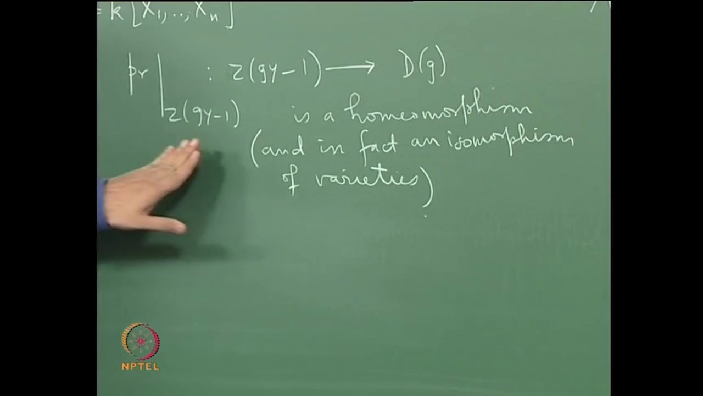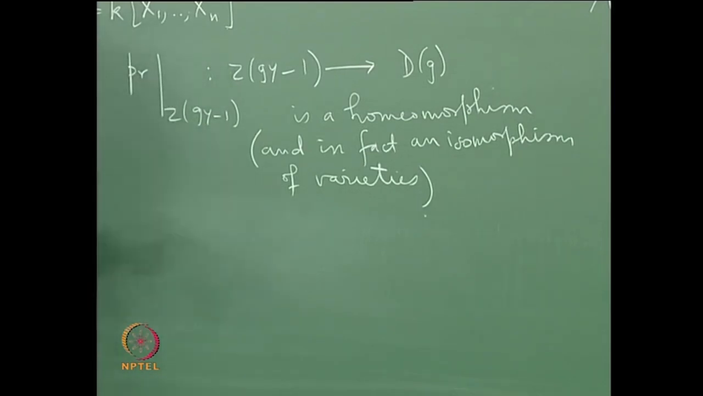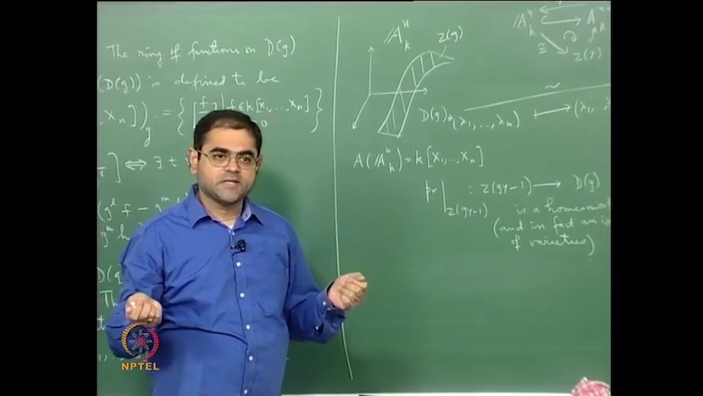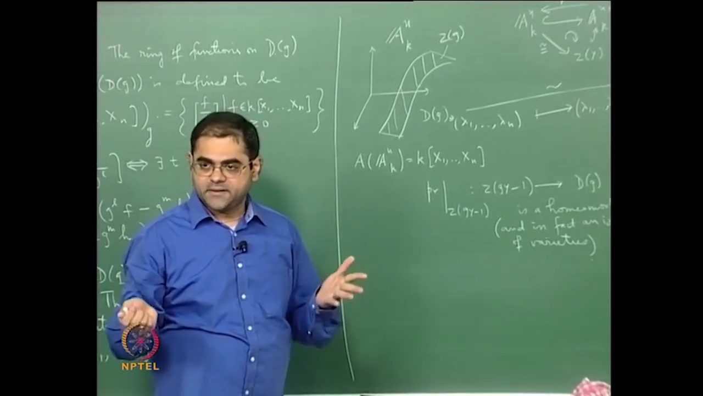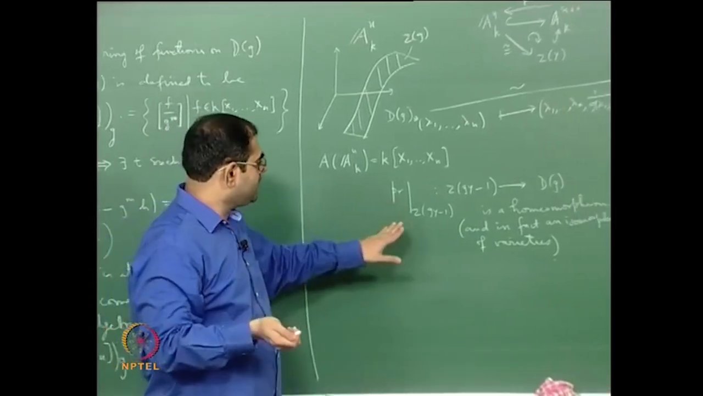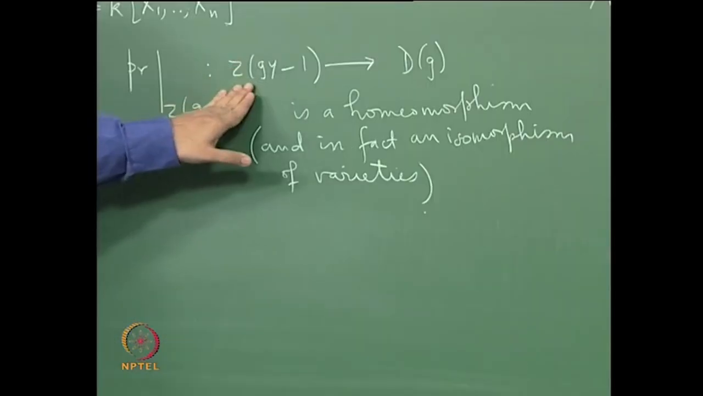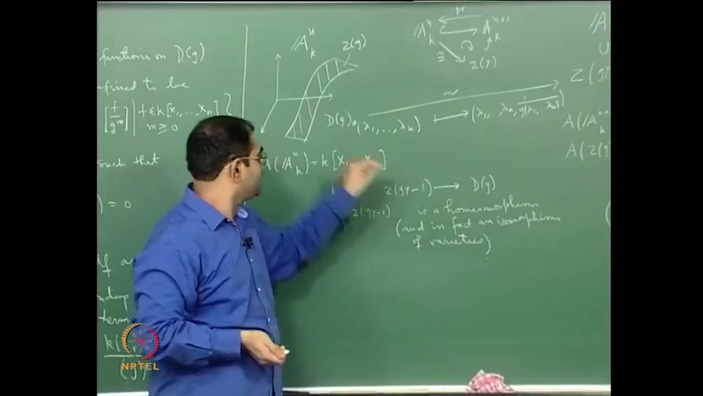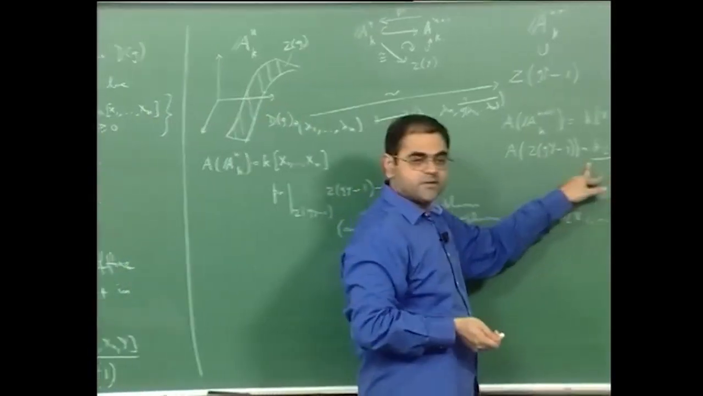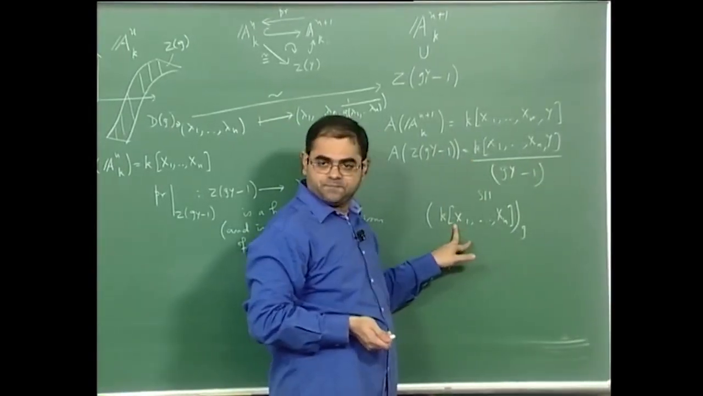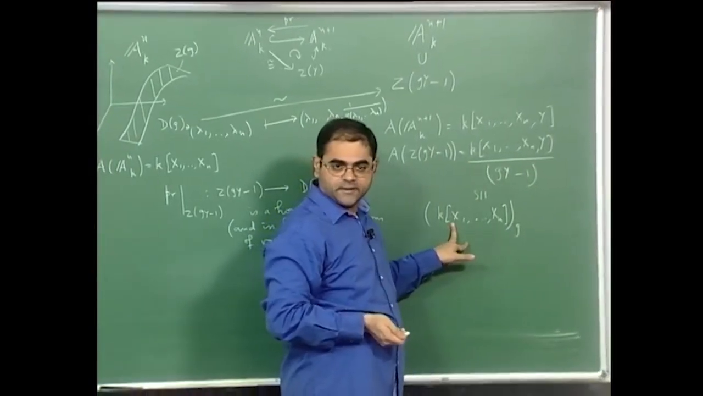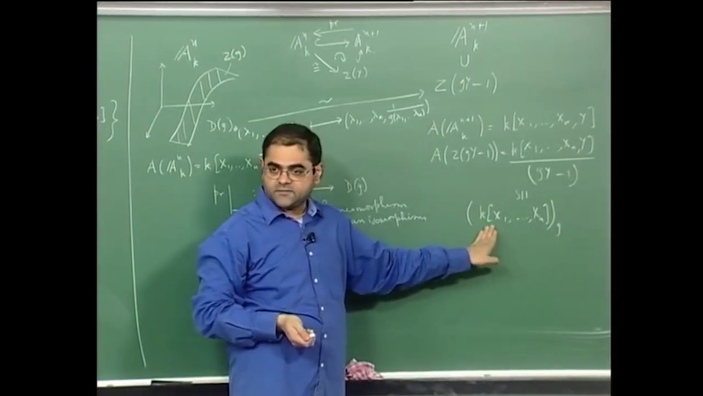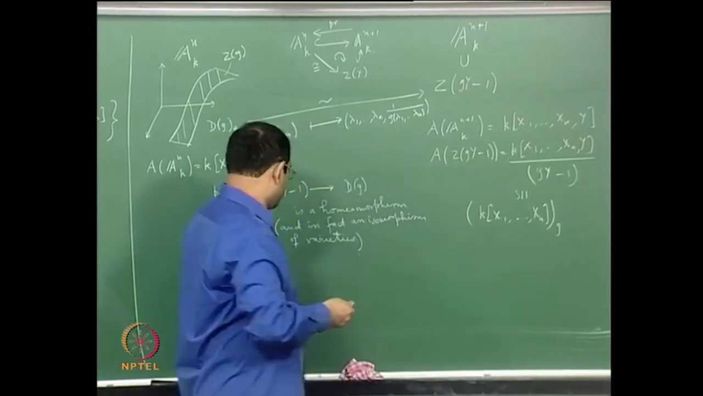But then if you believe this, and also believe the fact that an isomorphism of varieties has to correspond to an isomorphism of their coordinate rings, namely rings of functions, okay, then it will tell you that the ring of functions on this and the ring of functions on this have to be the same. So that will tell you the ring of functions on this has to be isomorphic to this, but that is also isomorphic to this because of commutative algebra. So it will tell you that the ring of functions on D(g) is this. It's correct to define the ring of functions on D(g) to be this.